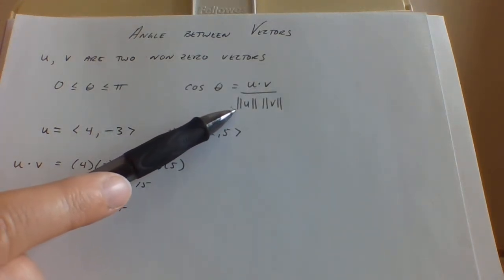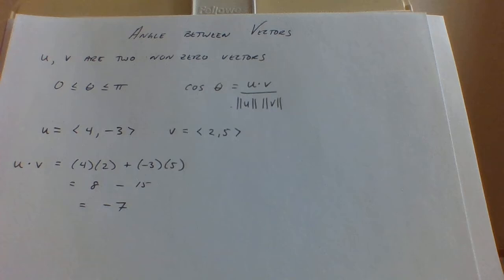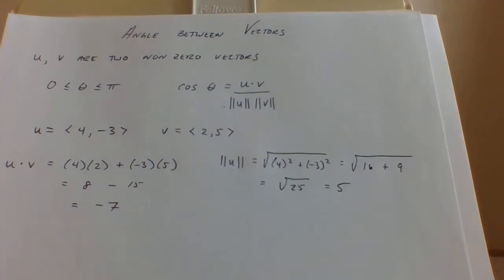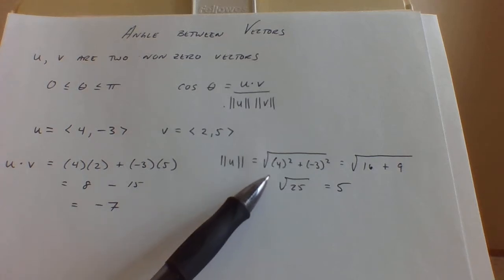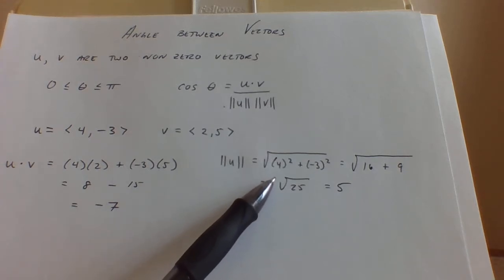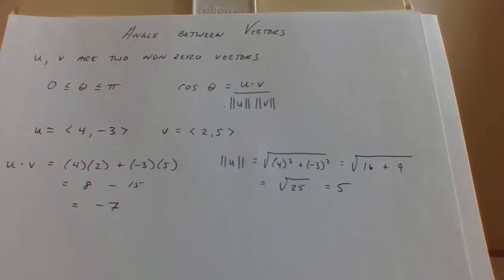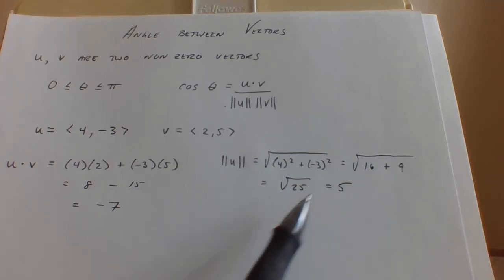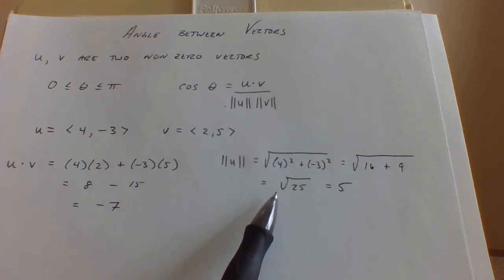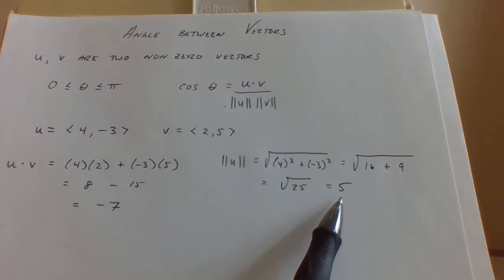We need the magnitude of u and the magnitude of v. When we calculate the magnitude of u, we're going to be using the equivalent of the Pythagorean Theorem, so we're going to go ahead and square the x component and the y component of our vector. So 4 squared is going to give us 16, -3, the whole thing squared, is going to give us 9. When we add those two pieces together, we get 25, and we have to go ahead and take the square root, which is going to give us 5 for the magnitude of u.